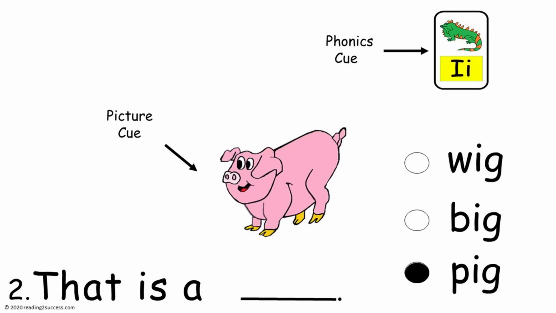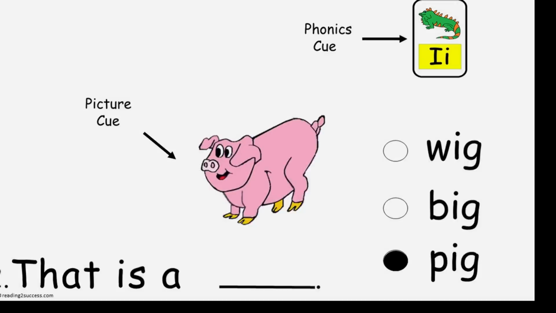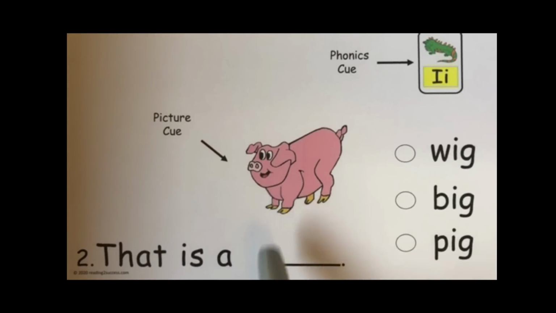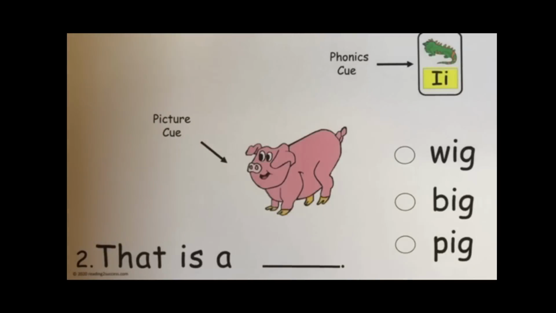This is our second template that will be used in the next demonstration. In this example, have kids look at the picture and ask them what it is, and they'll say a pig, and together read this, that is a pig. Okay, and explain that again. They're going to fill in one of these words to make the sentence correct.